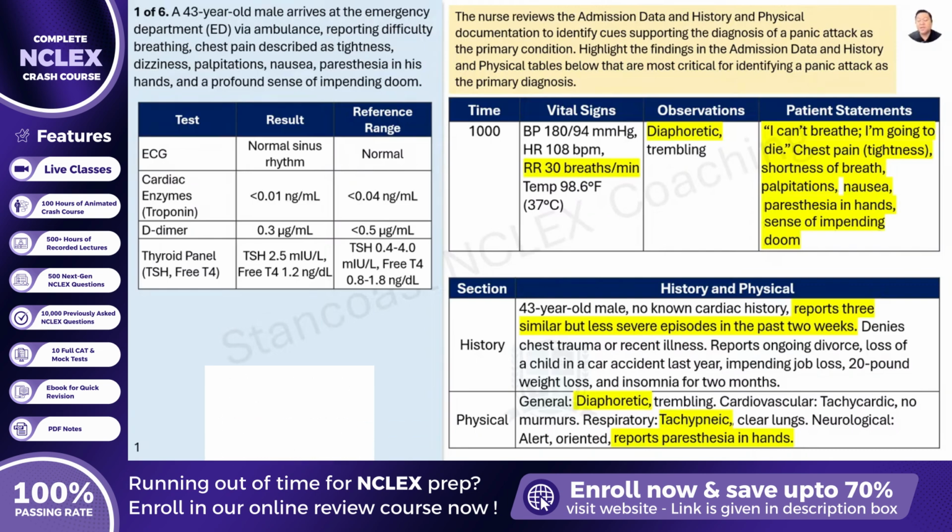What you need to do here is to focus on the patterns, recurrent panic attacks, or similar episodes in recent weeks that suggest a possible disorder, not just a single episode. So here you can pause and reflect on your answers and the rationales that I just gave you. All right, when you're ready, let's move on to our next test item.